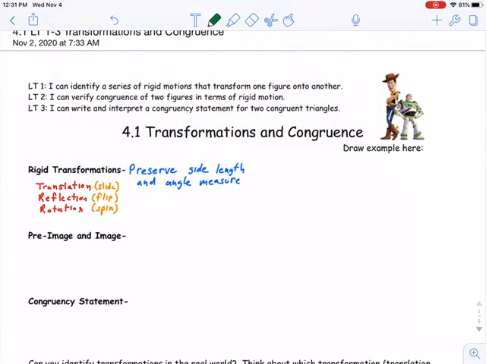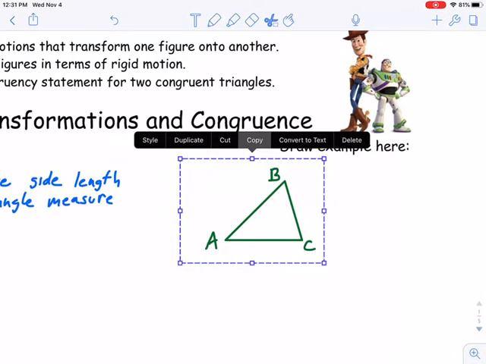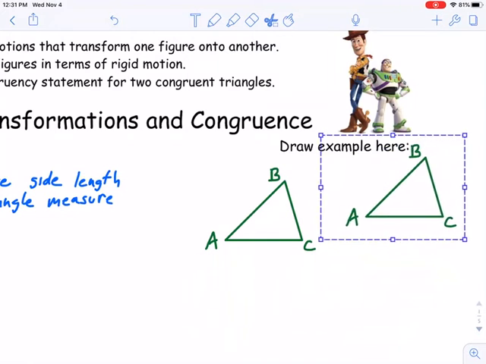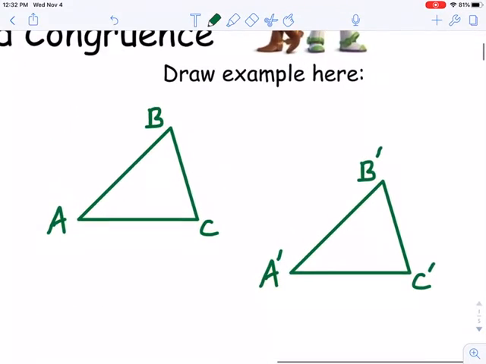I'm just going to draw some triangles. All right? Okay, call that triangle A, B, C. And then I'm going to copy and paste it. Copy, paste, and I'm not going to change the size of it at all. I'm going to put it down here a little bit though. Okay? Triangle A prime, B prime, C prime. Why did I do that? What does that mean? Okay?